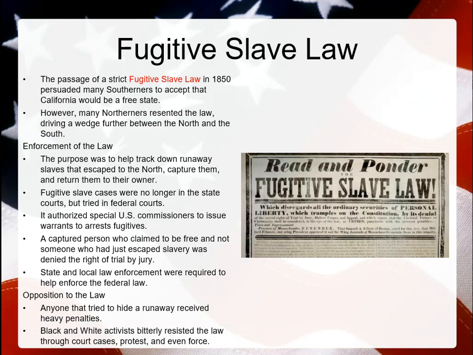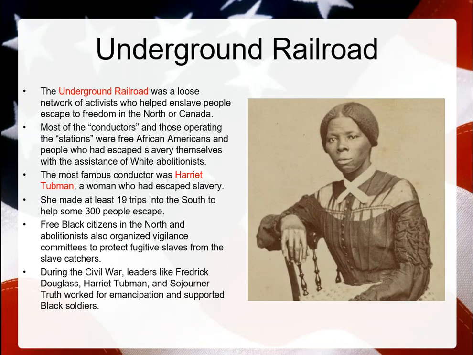Some loopholes that people liked to use to help spur the anti-slavery movement were being closed on them, and that wasn't very popular in the North. Anyone who tried to hide a runaway slave was going to receive heavy penalties from the government. Black and white activists bitterly resisted the law through court cases, protests, and even force. So this was not well received, and again, we're further driving that wedge between the North and South.